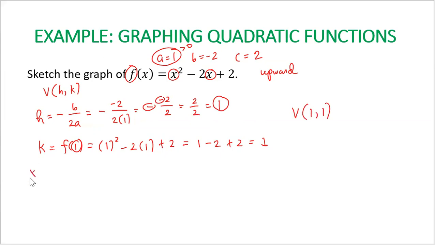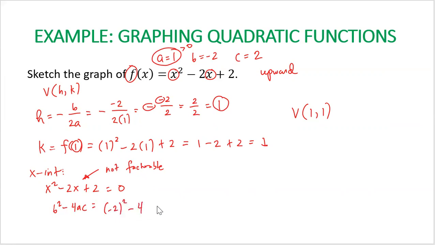Now for the x-intercept, we can equate x squared minus 2x plus 2 to 0 and solve for x. However, this expression is not factorable. So if not factorable, let's see if b squared minus 4ac is less than 0 to determine whether the parabola doesn't have an x-intercept. So the value of b squared minus 4ac would be negative 2 quantity squared minus 4 times 1 times 2. So again, we base it on these values.